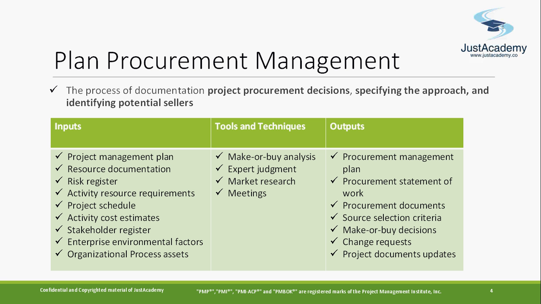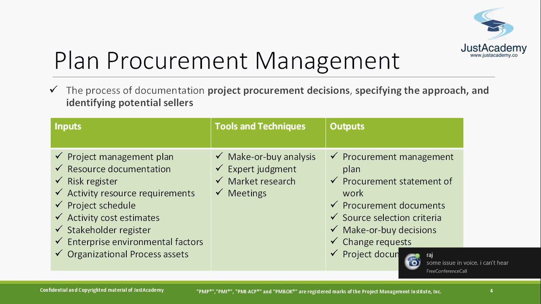Now, the first process is plan procurement management. In this case, we're going to document the procurement decision. What is a procurement decision? This is like a make or buy. Should we make the product within a project or within an organization, or should we go and purchase it? We're going to decide that based on this. The project procurement decision specifies what approach you're going to take, and what the different potential sellers and vendors are from whom we can purchase it.